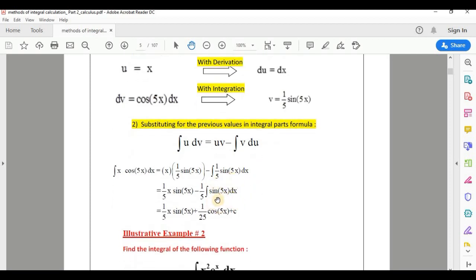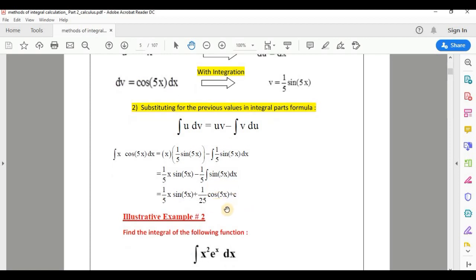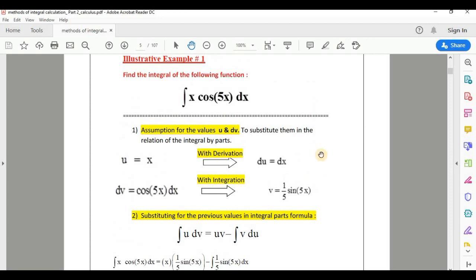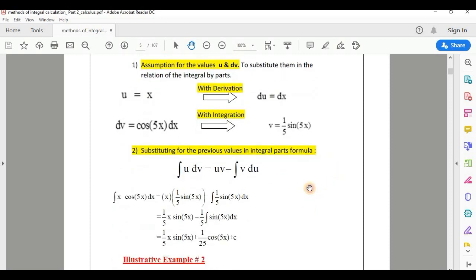Then after the simplification, what is the integral of sine? It will be cosine. And finally, we will get the final result of this integral. Easy and simple. The first step, we take the assumption for u and dv and find the derivative and the integration for our assumption. The second step, we substitute these values in the formula for integration by parts.